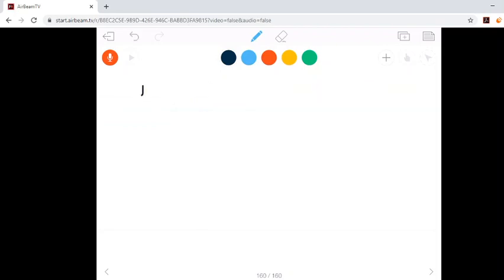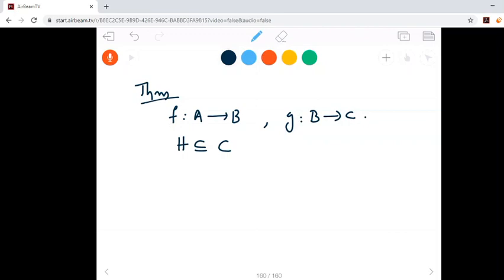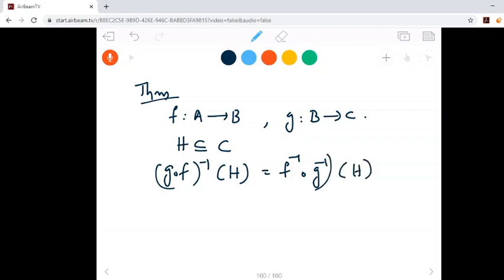Now we have one theorem. f is from A to B, g is from B to C, so that we have g composite f from A to C. And taking H as a subset of C, what we have to prove is that (g composite f) inverse of H is equal to f inverse composite g inverse of H. This is what we have to prove.